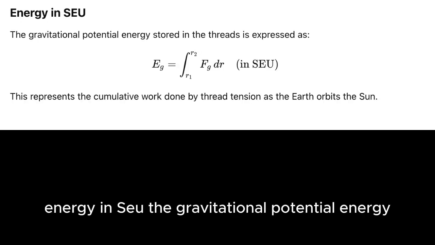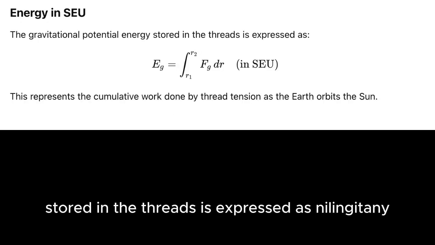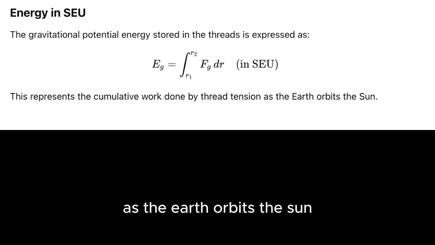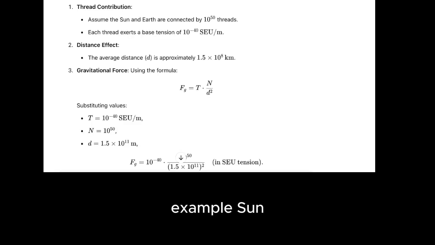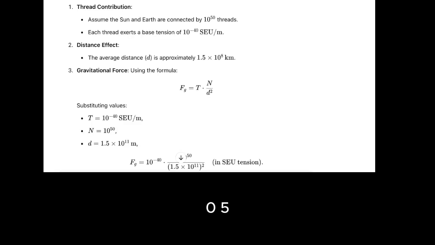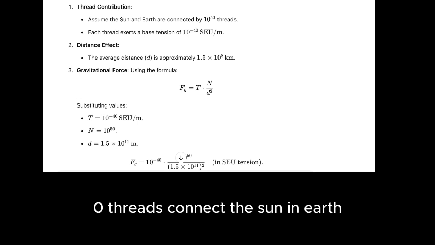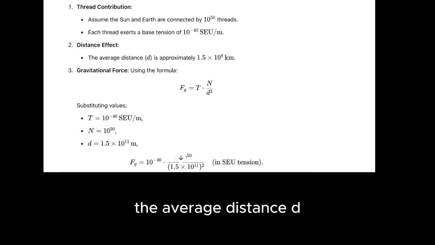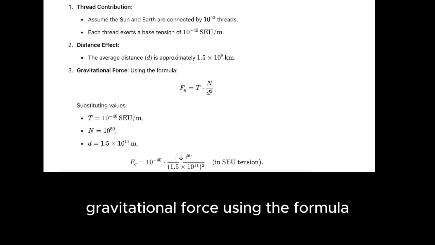Energy in SEU. The gravitational potential energy stored in the threads is expressed as nilingitone. This represents the cumulative work done by thread tension as the Earth orbits the Sun. Example, Sun-Earth gravity thread contribution. Assume 1.15 threads connect the Sun and Earth. Each thread exerts a base tension. Distance effect. The average distance, d, gravitational force.